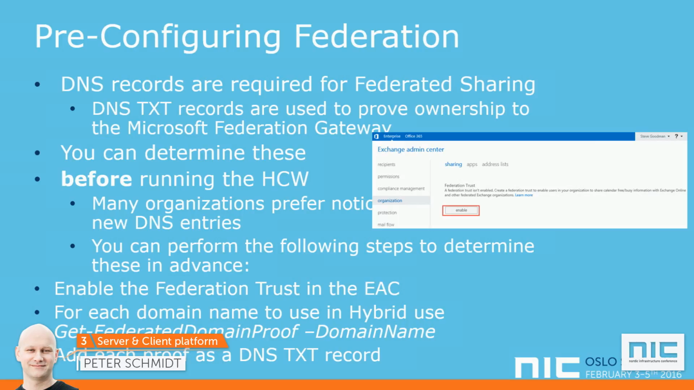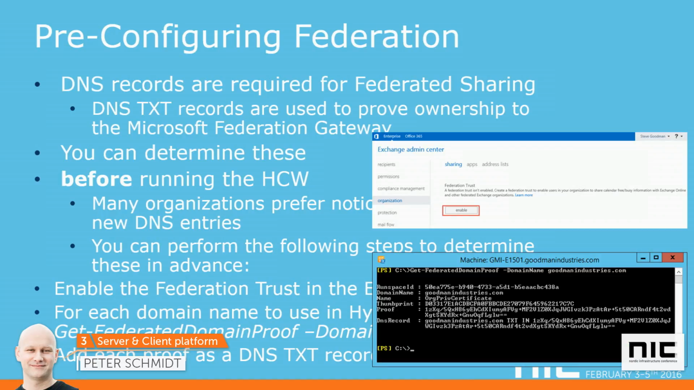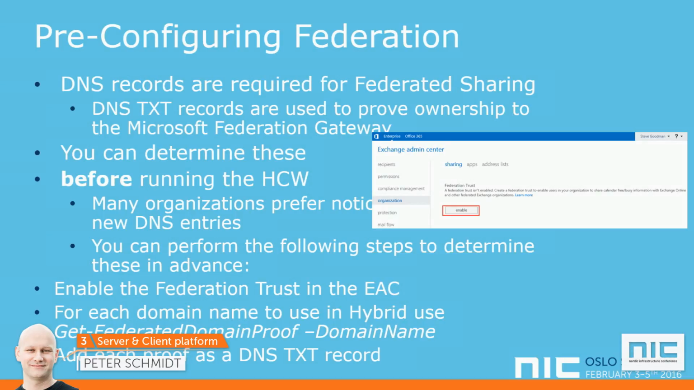So if you go into the Exchange console in Exchange Online and enable federation, then behind the scenes in Exchange Online, it will generate the value that you need to put into a text record in DNS. And then you can extract that using PowerShell. So you need to connect using PowerShell to your Exchange Online environment and get that information using Get-FederatedDomainProof and put in the domain name you want to have the validation key for.